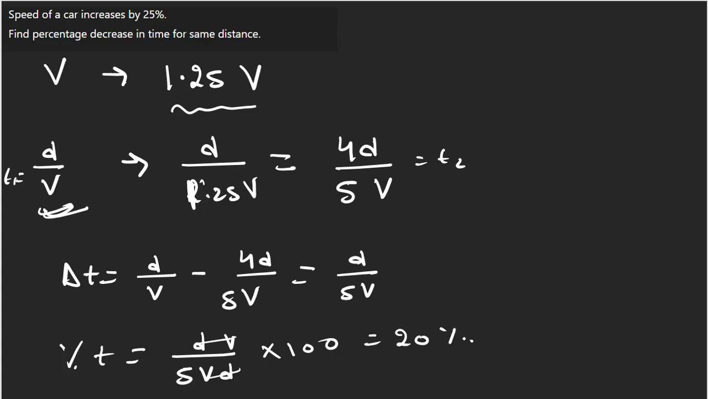So if the speed of a car increases by 25%, we have discussed time varies as 1 by v, but it doesn't mean that if the speed of the car increases by 25%, then its time period will decrease by 25%. No, it decreases only by 20%. It decreases by 20%. So always be careful while dealing with percentages.